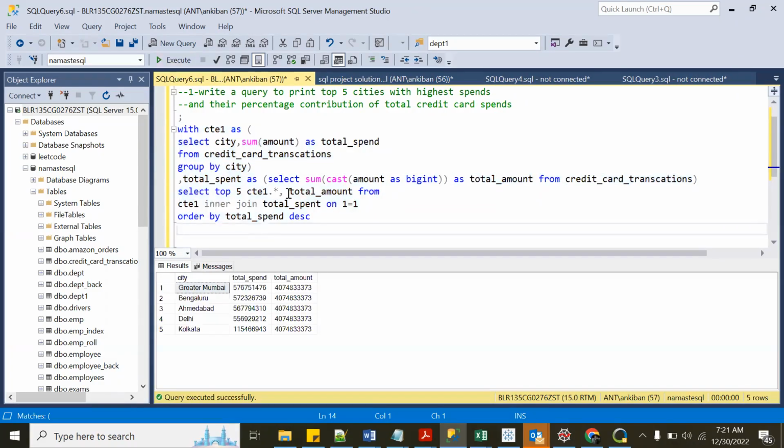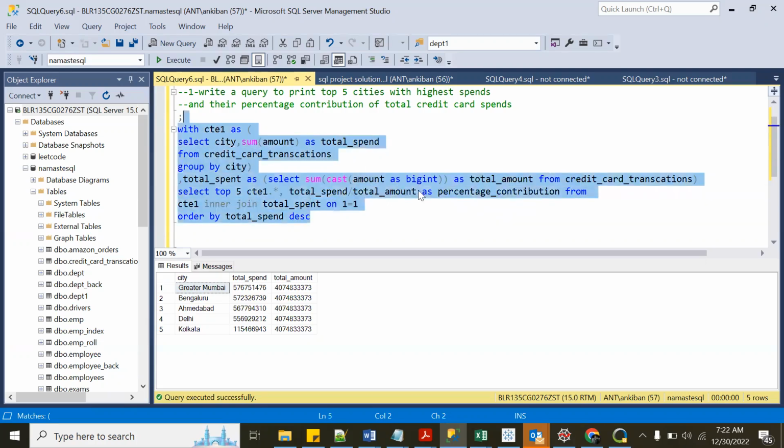Okay, let me find the ratio now. So I'll say total spend divided by total amount as percentage contribution. We are getting 0. Why? Can anyone explain this? Why we are getting 0? So we have to convert to float.